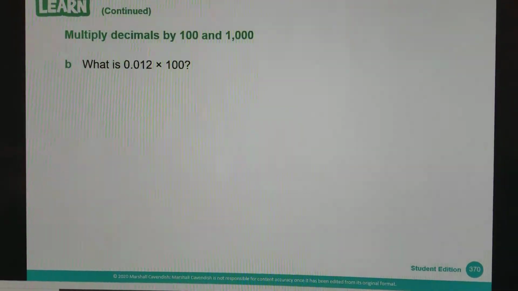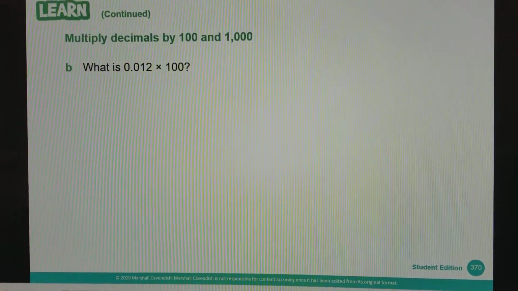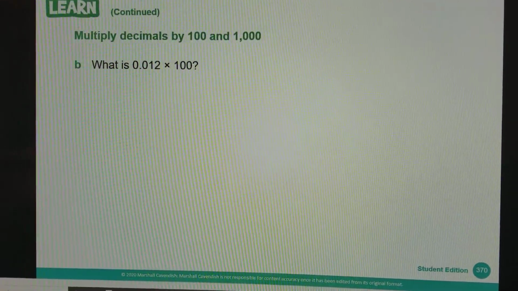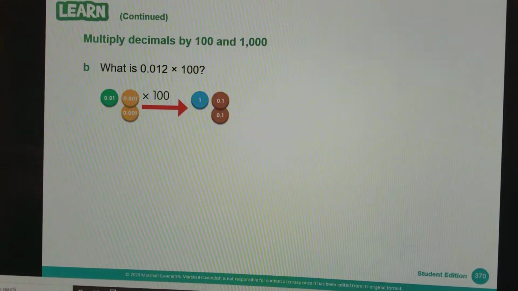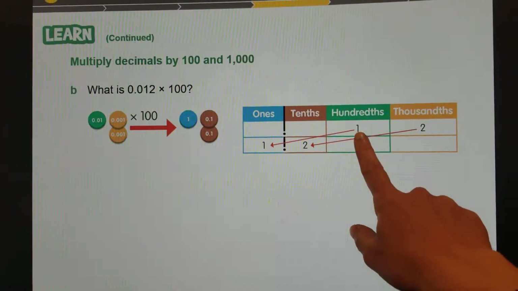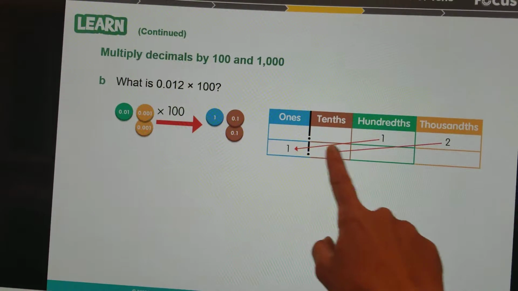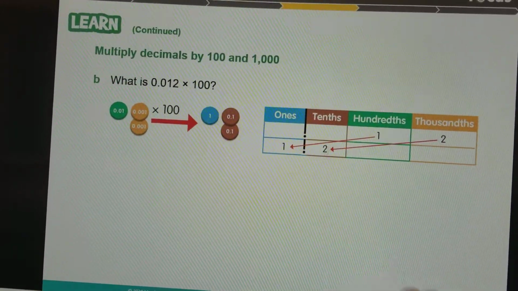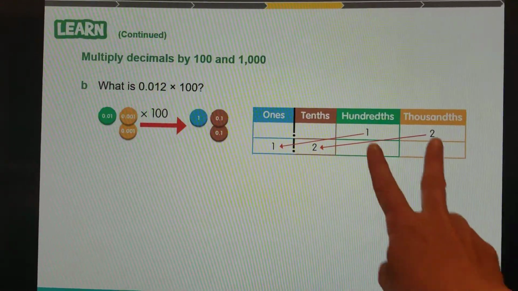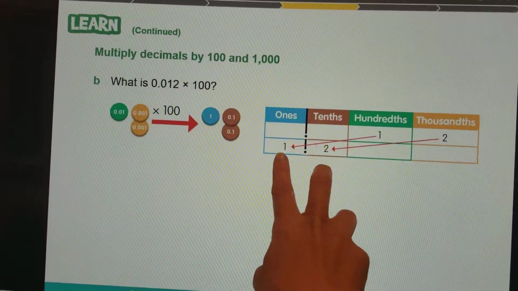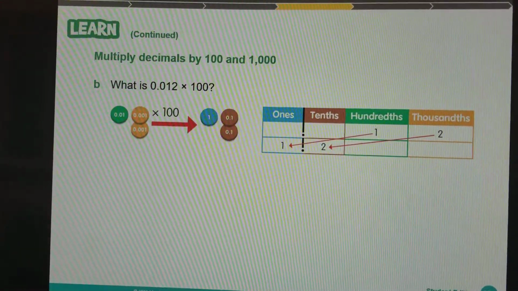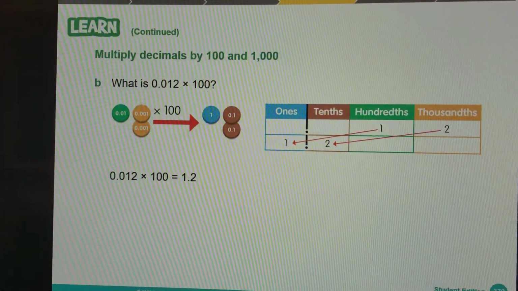If I have 12 thousandths times 100, okay, let's see our place value chart. So 1 hundredth times 10 times 10, 2 thousandths times 10 times 10. I moved them both over 2 decimal places, right? So my answer is 1.2, right?